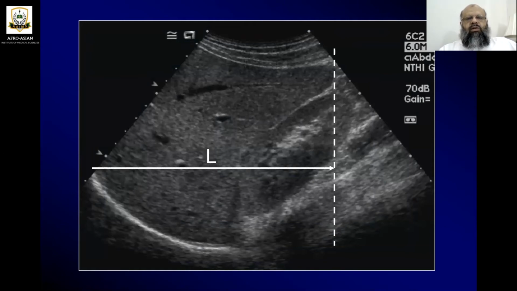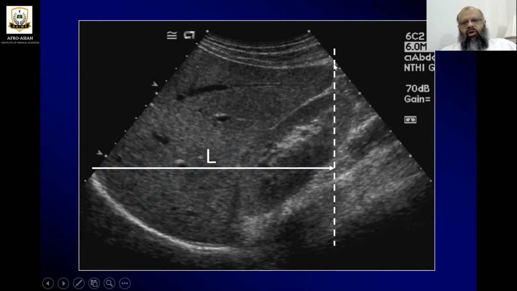When we put the transducer at mid-clavicular line, we will get this type of view. There are two options. We can measure from this end to the center of the dome. This is diaphragm. Here is the kidney and liver.